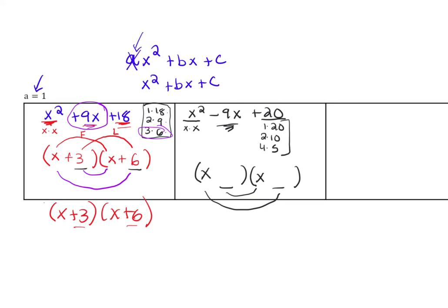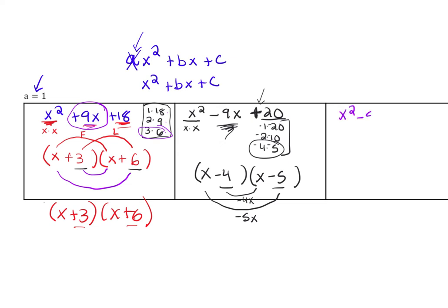Ooh, so the middle is negative, but the last term is positive, so that means these would have to both be negative, because a negative times a negative gives me the positive. So you probably noticed negative 4 and negative 5 add up to negative 9. Negative 5x is the outside, negative 4x is the inside, gives me the negative 9. Okay, one more example of this type.